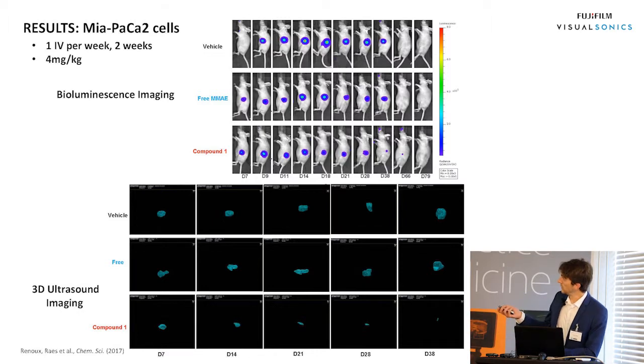These are the images. We have a decrease in the bioluminescent signals according to a decrease in tumor volumes measured by ultrasound. And for the vehicle group, for example, you have an increase in bioluminescent signals, then a decrease in bioluminescent signals. And you have continuously increasing tumor volumes for the 3D echography.